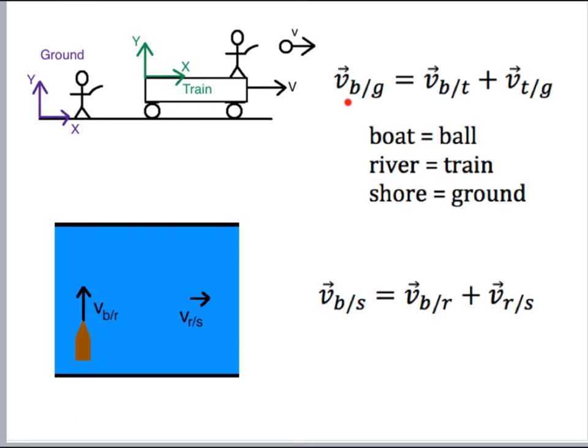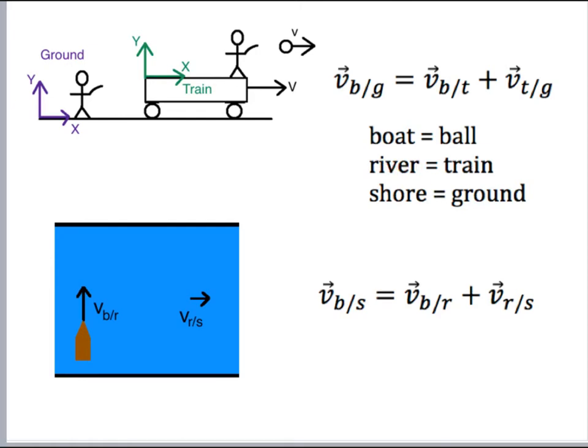All you have to do is figure out what corresponds to the ball, what corresponds to the train, and what corresponds to the ground. Now I think it's pretty obvious that the shore is what corresponds to the ground, and so anywhere I have a G here, I can put an S in my equation. And this is going to help me figure out what the equivalent vector equation is to my problem. Now, the question is, which one's like the ball and which one's like the train? And I'm going to assert that the boat is like the ball and the river is like the train.